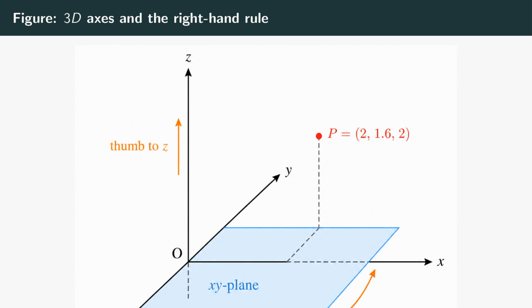Every 3D picture in this series uses this same orientation. If you ever see someone else's figure where the curl goes the other way and the thumb points down, that's a left-handed system, and the cross products will all come out backward. We stick with right-handed.